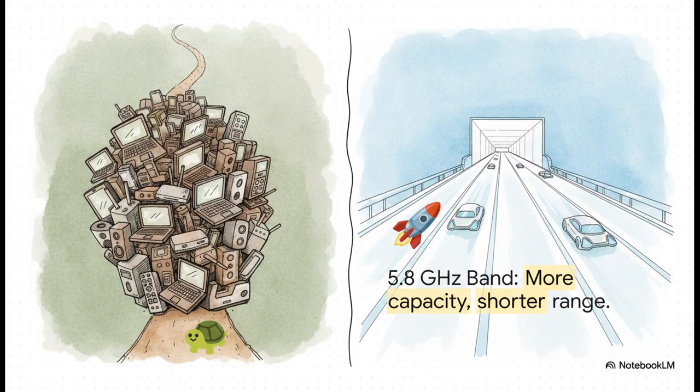You also totally nailed this fundamental trade-off. 2.4 gigahertz is the old, reliable workhorse. It's got great range, but man, is it crowded. Then you have 5.8 gigahertz, which is like this wide-open 8-lane freeway with tons of capacity, but its range is shorter and, well, good luck getting it to go through a brick wall. Knowing which one to use and when is your first big strategic move.